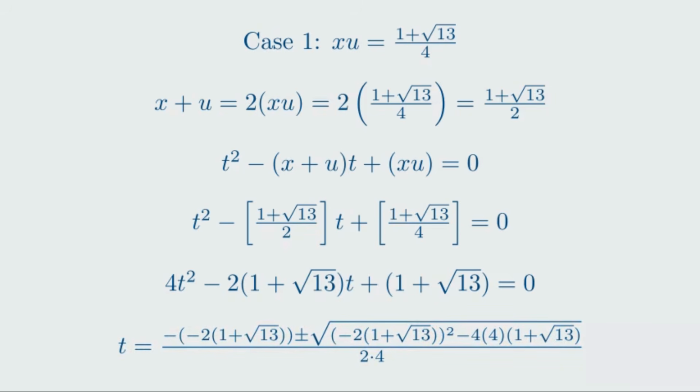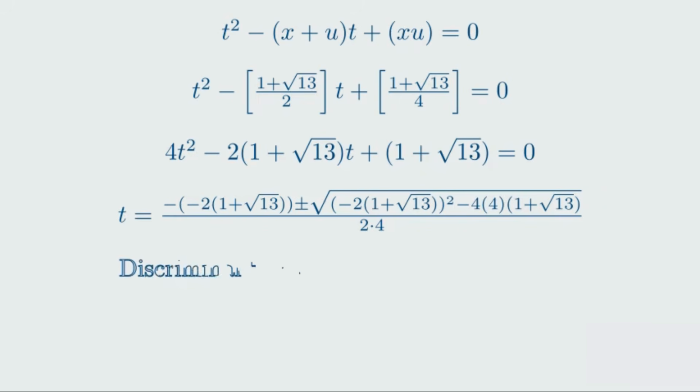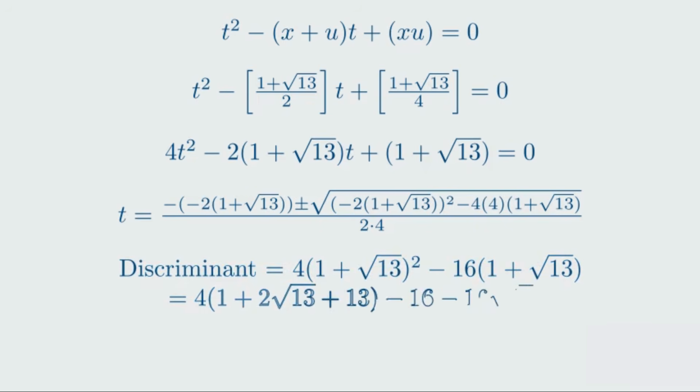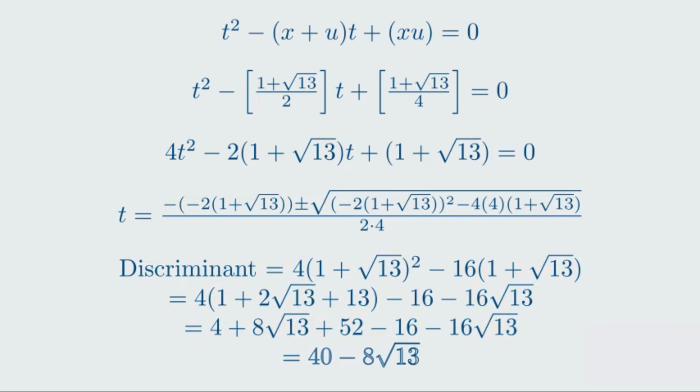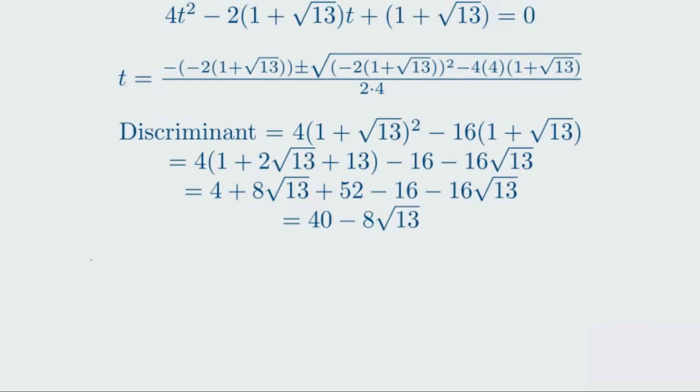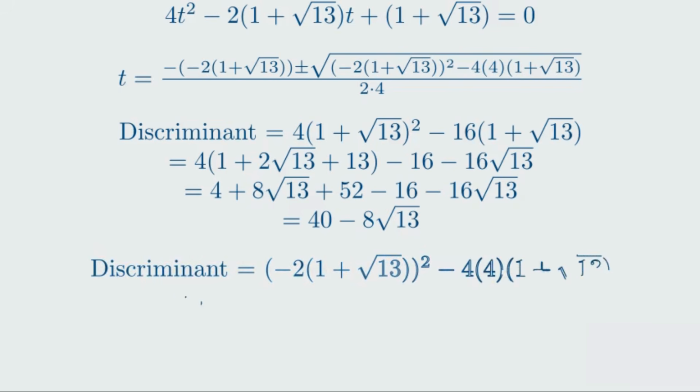Let's simplify the term under the square root, called the discriminant. The discriminant simplifies to 4 times 13, which is 52. So the square root of the discriminant is the square root of 52, or 2 times the square root of 13. Wait, something is wrong here. Let's double-check the algebra. Let's recalculate the discriminant. It's 40 minus 8 times the square root of 13. This result is complex, meaning our initial assumption might be incorrect or I've made an error.